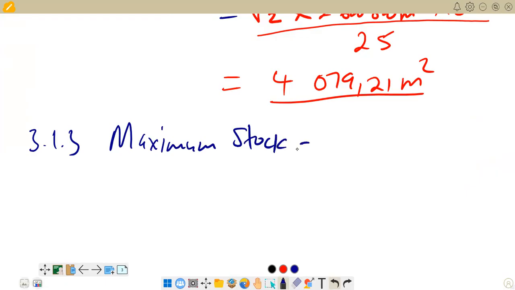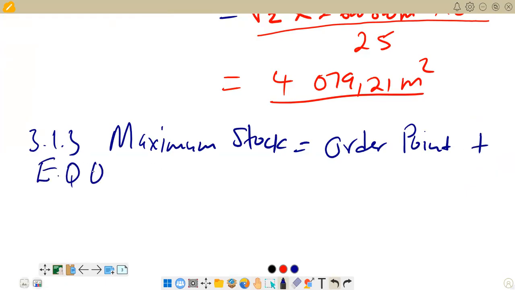So the formula for maximum stock is order points, then you add the economic order quantity, then you subtract minimum usage times minimum period.